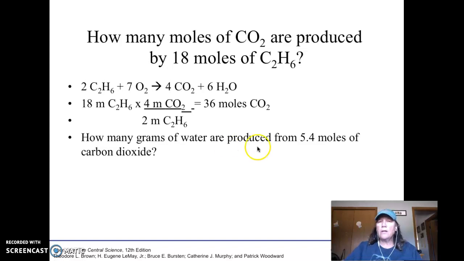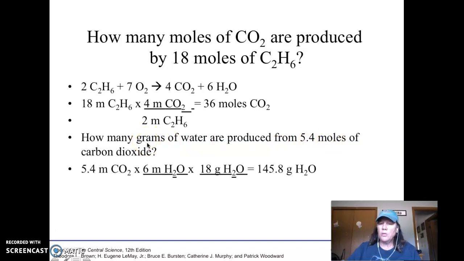How many grams of water are produced from 5.4 moles of carbon dioxide? Okay, now I'm going to grams. I'm starting with moles, but I'm going to grams, so I have to add one step. Again, write down what you know. I know that I have 5.4 moles of carbon dioxide, so I write that down.